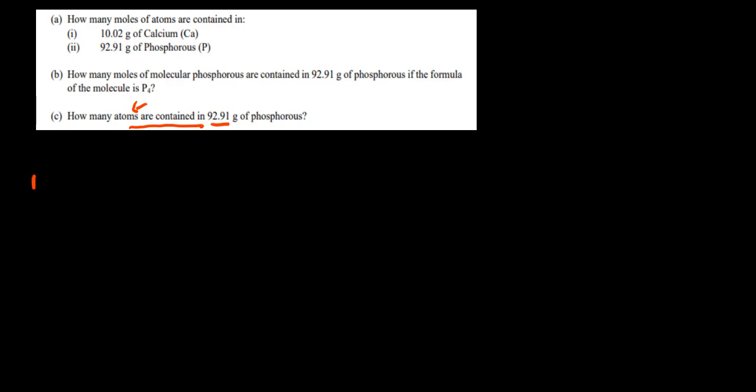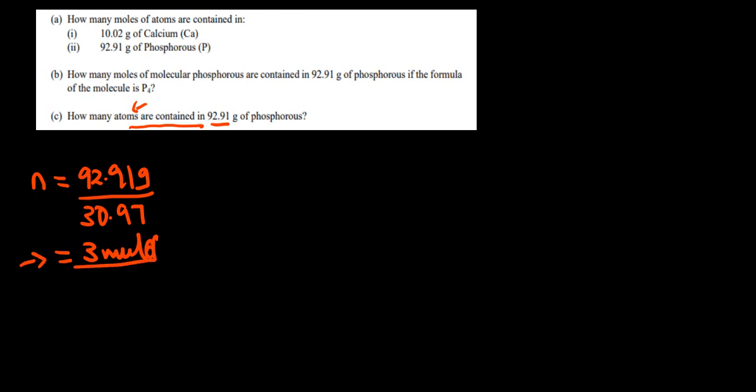So moles is just equal to 92.91 grams divided by its molar mass, which is 30.97. We said this was approximately 3 moles. So it means we have 3 moles here if we are given this mass of phosphorus.